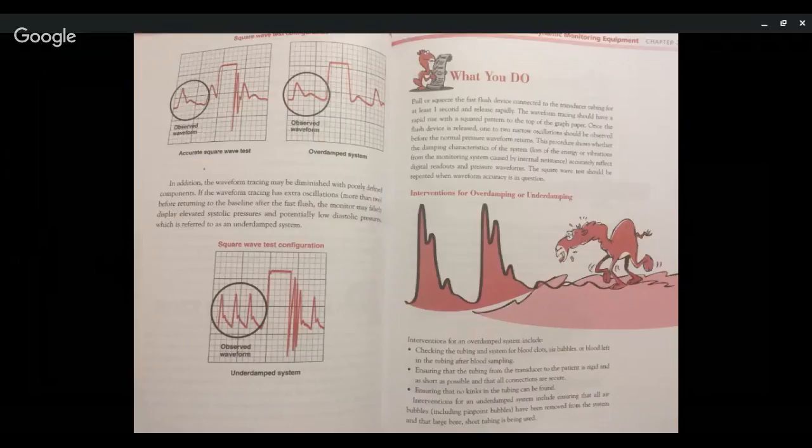Interventions for an overdamped system include checking the tubing and system for blood clots, air bubbles, or blood left in the tubing after blood sampling. Ensuring that the tubing from the transducer to the patient is rigid and as short as possible, and that all connections are secure. Ensuring that no kinks in the tubing can be found. Interventions for an underdamped system include ensuring that all air bubbles, including pinpoint bubbles, have been removed from the system and that large bore short tubing is being used.